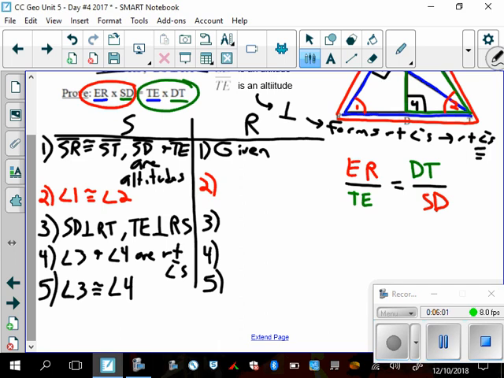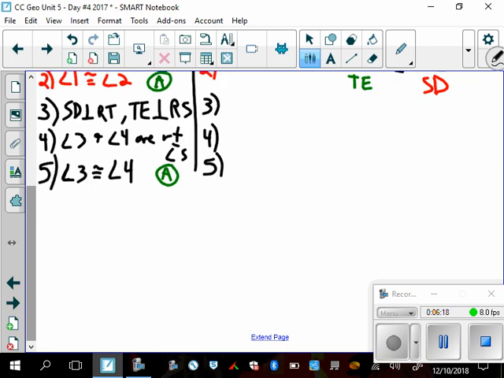So I've listed out some of my statements. I'd like you to fill in the missing reasons for these. The main goal is I want to have two sets of congruent angles. Right here, this would be my first set of congruent angles. Right here, this would be my second set of congruent angles. That would allow me to state that my triangles are similar by angle-angle similarity.